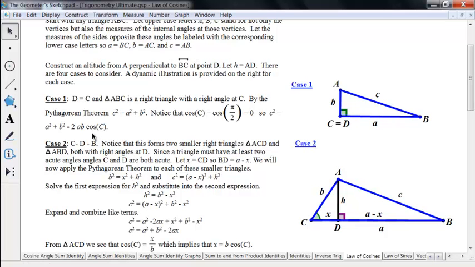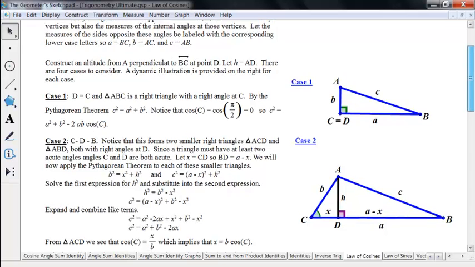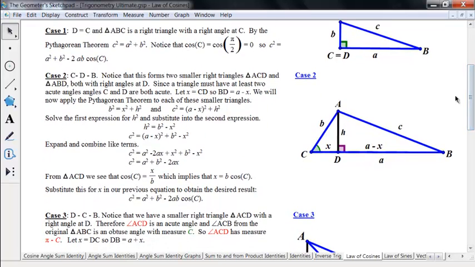So the easiest case, I guess, is when the angle C is a right angle, that this degenerates exactly to the Pythagorean Theorem. Now in case 2, suppose that we have CDB. What this means is that D is between C and B. So whenever we draw this altitude, it lands on this line segment CB, where D is between C and B.